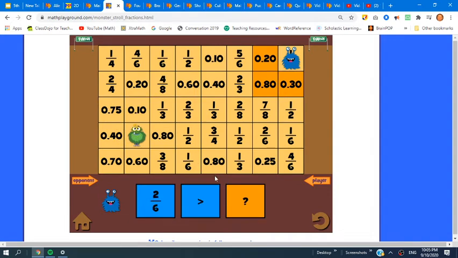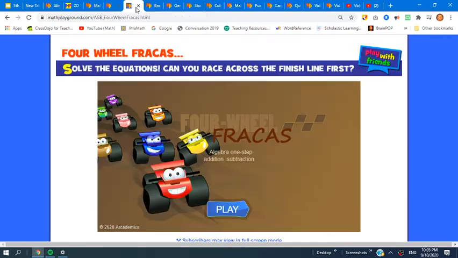2/6 is greater than. It's the same as 1/3. So what's greater than 1/3 is greater than this one? Did we get it correct? We did. Okay, so you can keep playing this one if you want to. We're going to go to a different game.